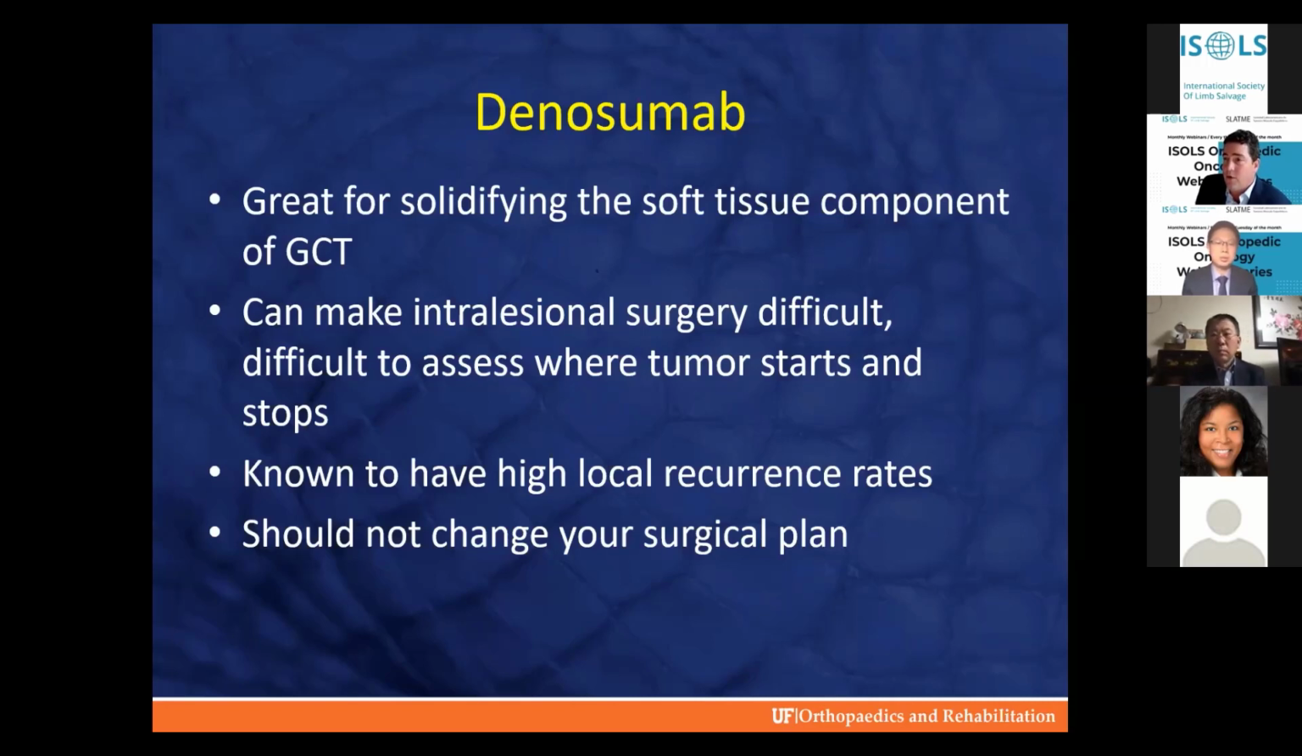My first few local recurrences was when denosumab was hot off the press. And I ended up going in and really had a difficult time assessing the margin because obviously the consistency becomes fibrotic. It's known to have some higher local recurrence rate at times. I think the main thing I learned, I did travel to Birmingham at some point, and the discussion they had with denosumab there was that you really shouldn't change your surgical plan going in. You shouldn't downstage the disease by using denosumab at this point.